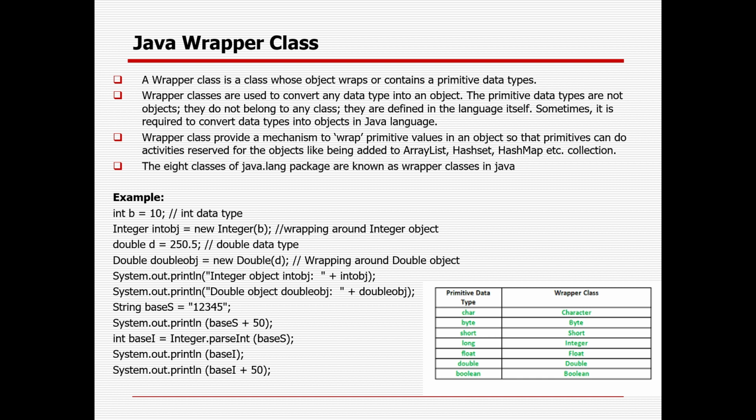But sometimes it is required to convert a data type into an object in Java. So a wrapper class provides a mechanism to wrap a primitive value in an object, so that those primitives can do activities reserved for objects in different kinds of collections, like the different list interfaces or different classes in the collection framework. There are primarily 8 classes of the java.lang package known as wrapper classes in Java. For character it will be Character, for short it will be Short, for int it will be Integer, for double it will be Double. That is the way wrapper classes work. This is the data type and this is the wrapper class.